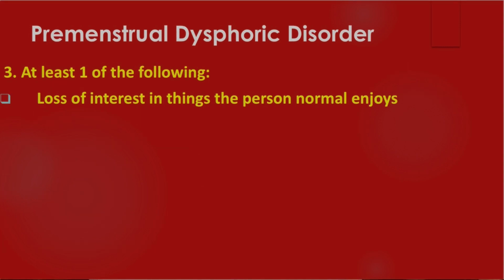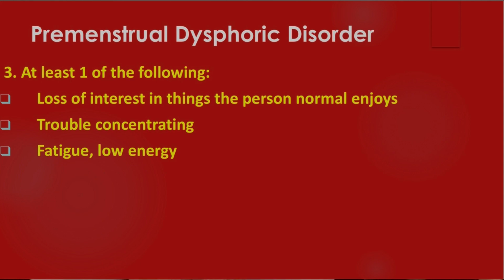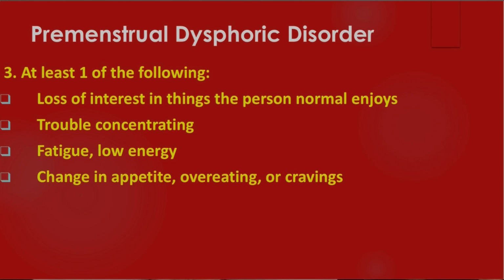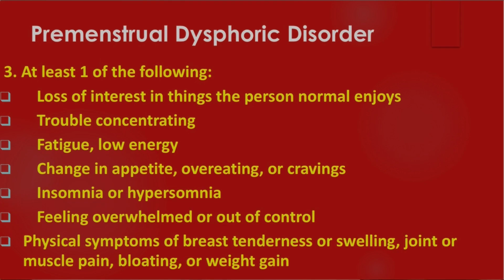Next one, and then those 5 need to be at least one of the following: loss of interest in things that they would normally enjoy, trouble concentrating or making decisions, feeling fatigued or having low energy, that change in appetite. So typically it's a loss of appetite, but it could be overeating, or it could be cravings as well. And then changes in sleep, insomnia or oversleeping. And then they could be feeling overwhelmed or out of control. And they could have physical symptoms where their breasts were feeling tender or swelling. They might have some joint pain, some muscle pain, could be bloating, could be weight gain. So there must be a total of 5 symptoms minimum of that whole group, and at least one must be from the first grouping and one must be from the second grouping.